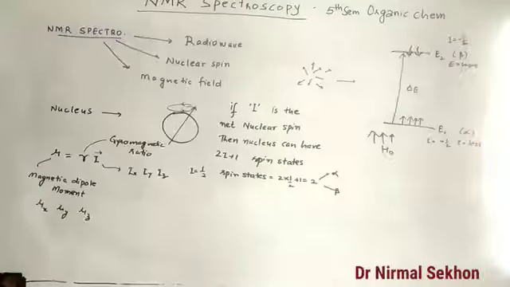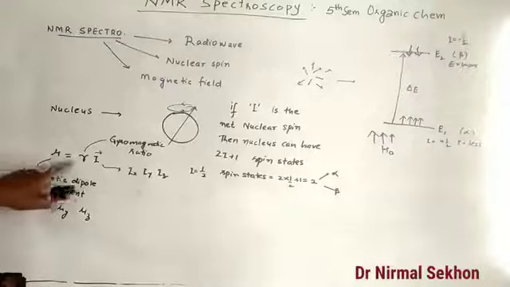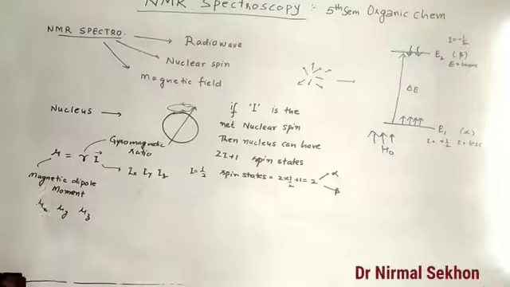Okay, so here is the formula. You can see mu equals gamma I. What is mu? Mu is your magnetic dipole moment.